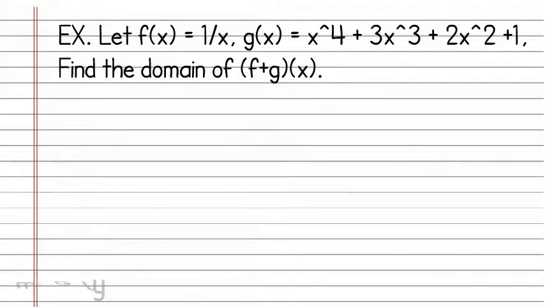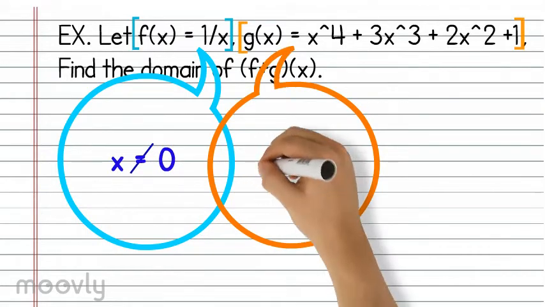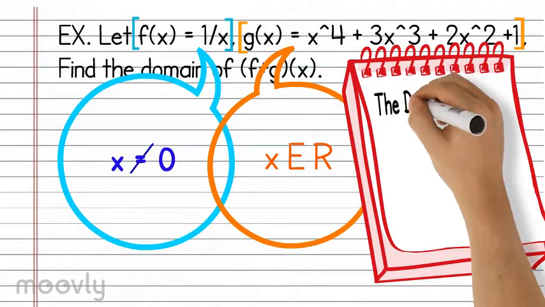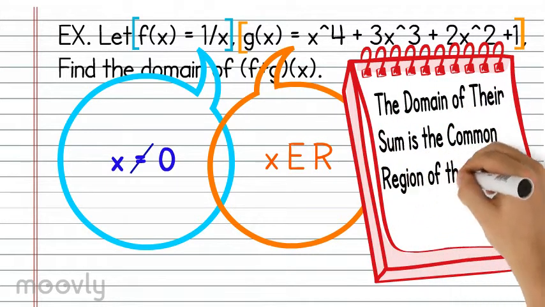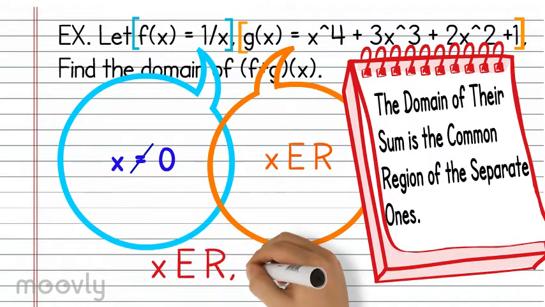First, we look at the domain of each function. For f(x), the domain is x cannot be equal to 0, and for g(x), the domain is x belongs to real numbers. The domain of their sum is the common region of the two separate ones. So in this case, the domain of the new function would be x belongs to real numbers, but x cannot be equal to 0.